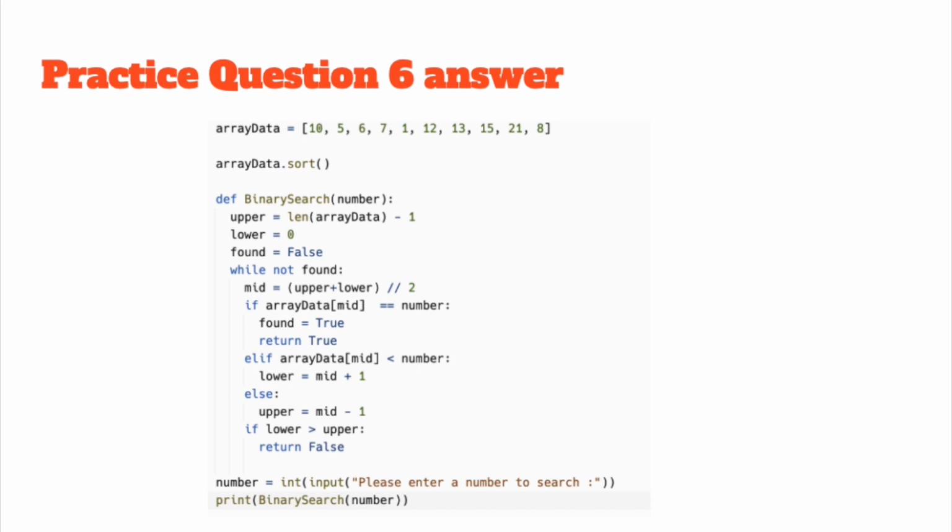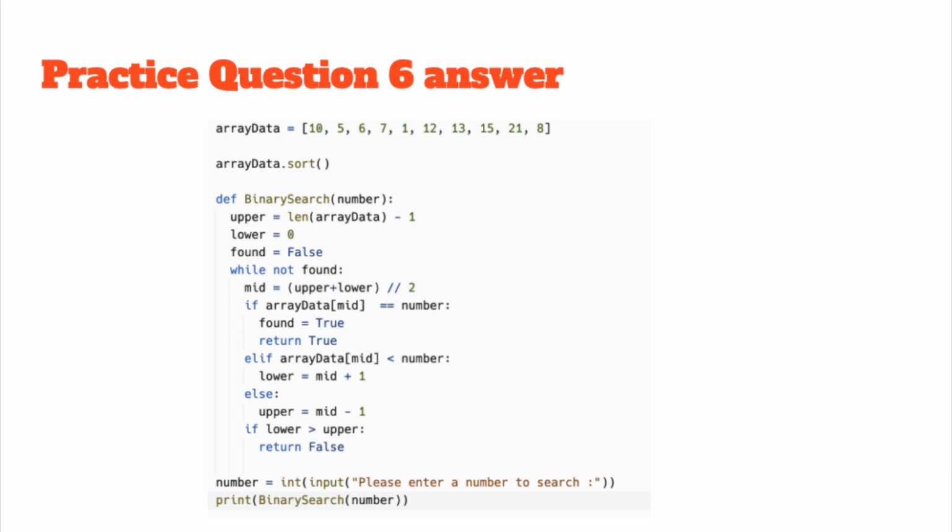We set the lower bound to 0 because the beginning point is 0. We set found flag to false because we haven't found anything yet. So while not found, which is the same as saying while found == False. This is a quicker way of writing found equals false.